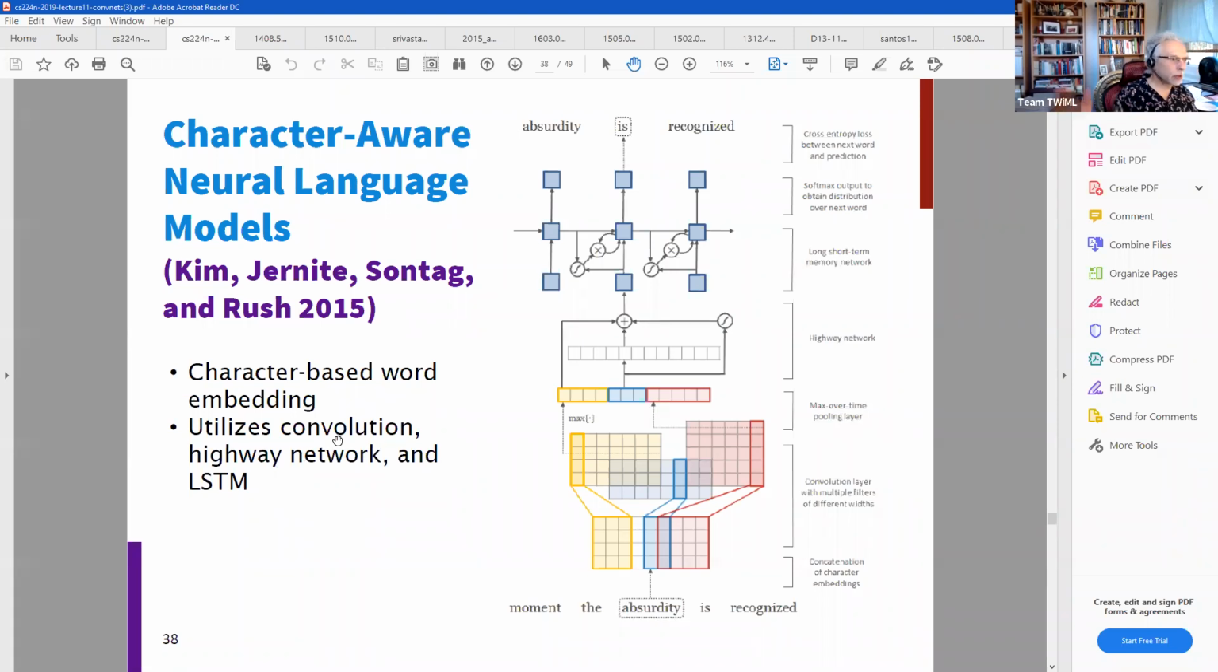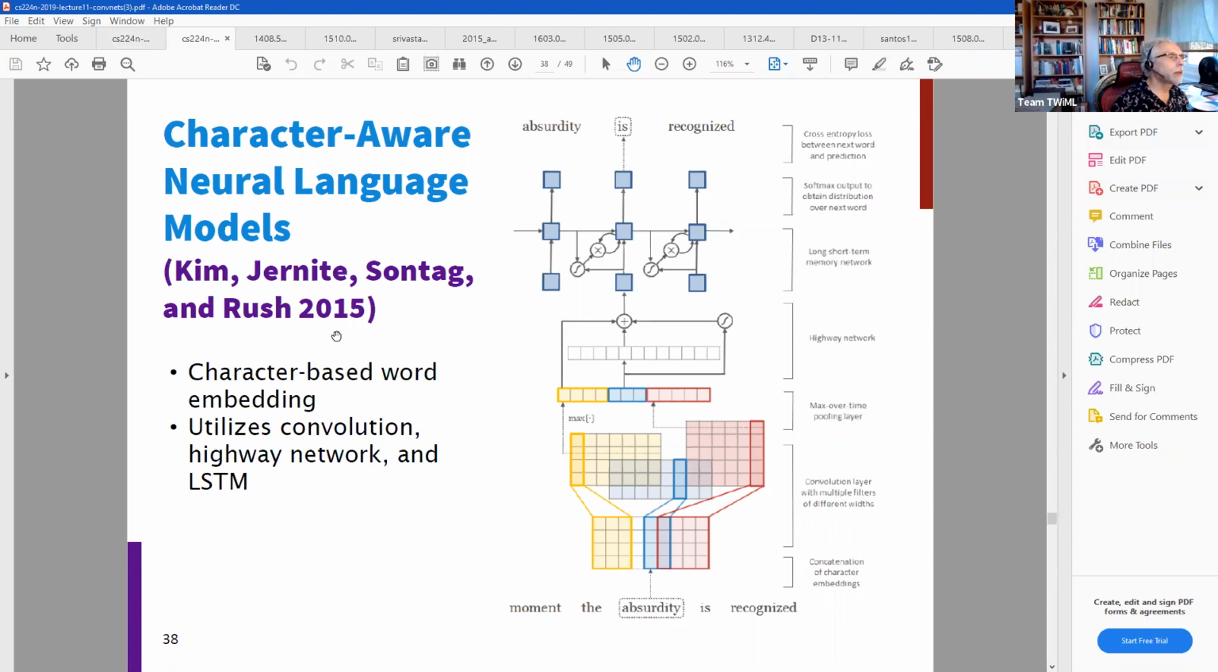So this is similar to what we saw before from the paper where the encoding was done with CNNs and the decoding was done with RNNs. This is a similar paper, except it's done with character level instead of word level embedding.